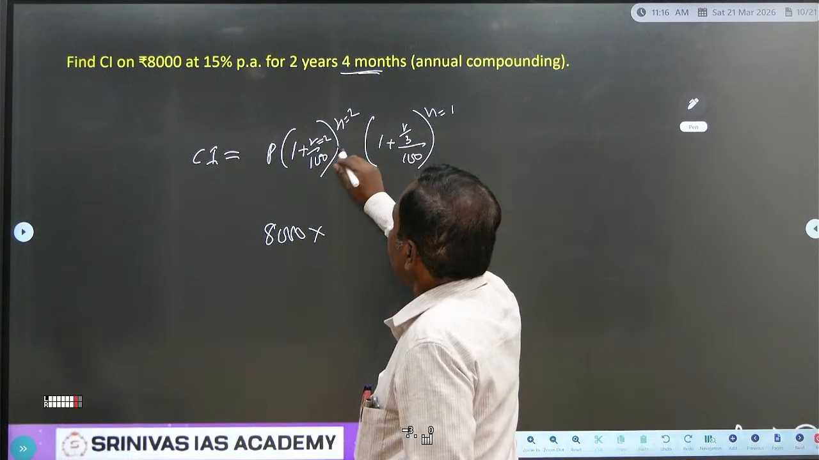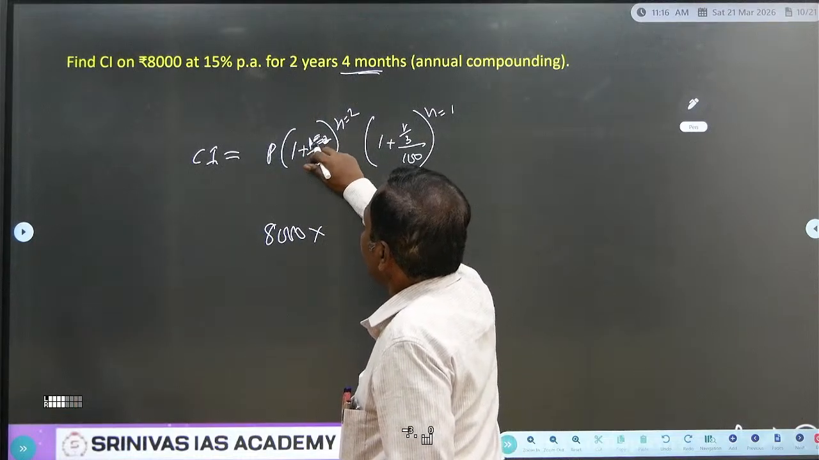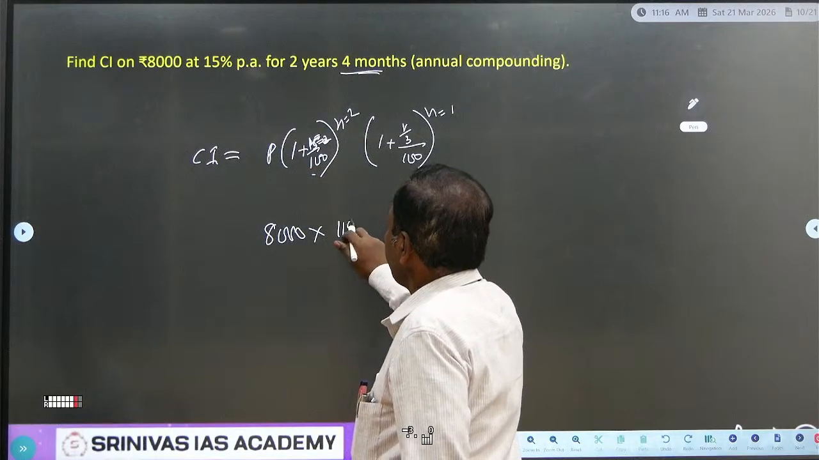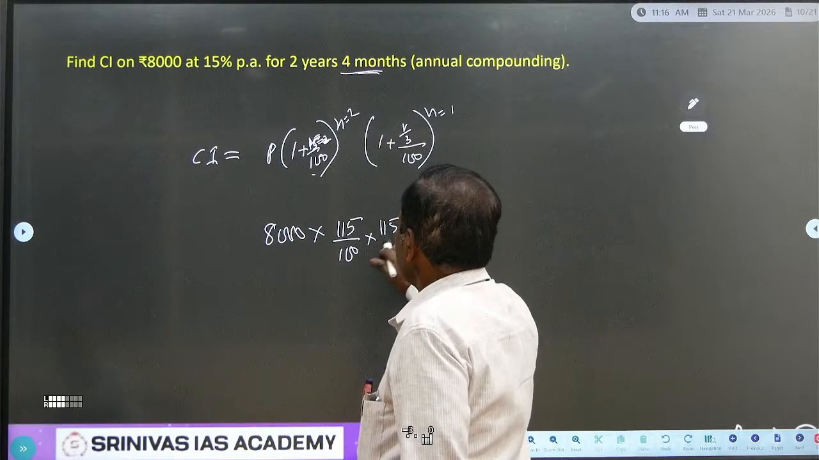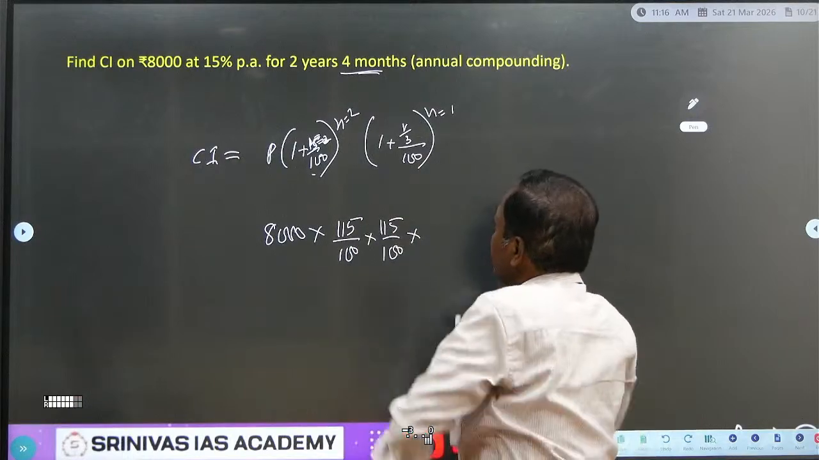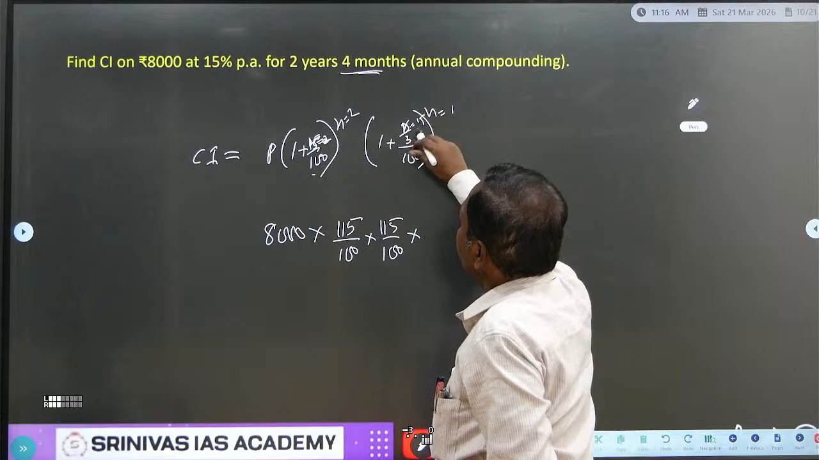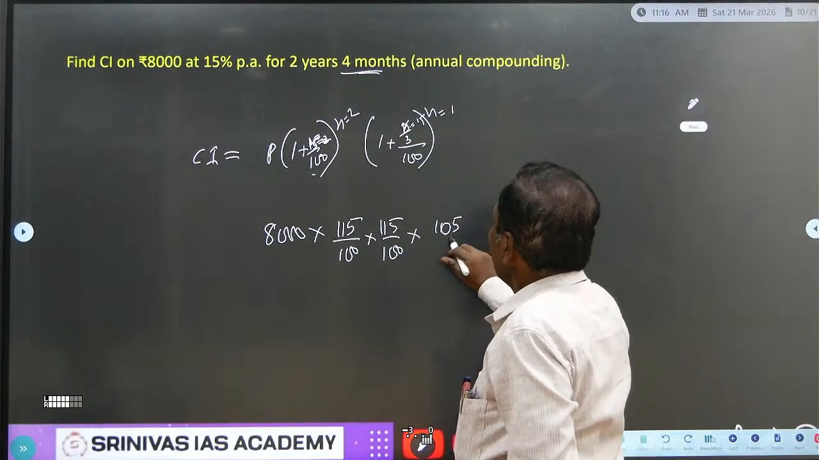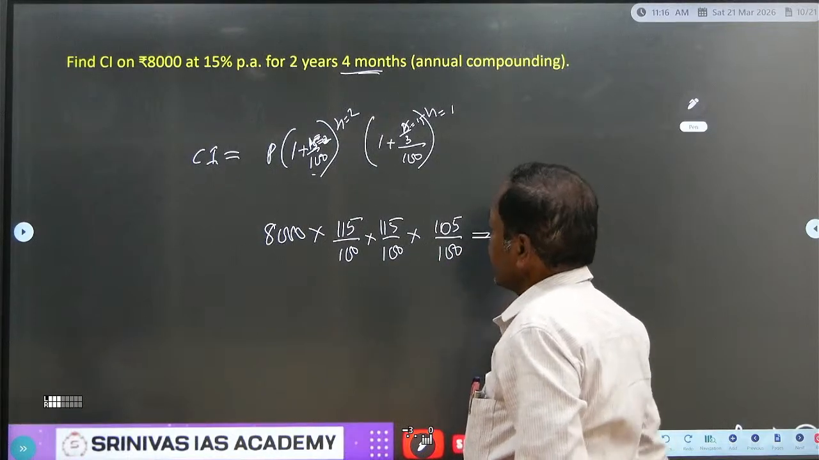R can be 15. Rate of interest is what? 15. Okay, 15%. This is the rate. 100 into 1, 100, 115. 115 by 100 for 2 years, into 115 by 100. And next, this one let us take. R by 15 by 105, by rate is what? 15 by 3 is 5. It means 1 by 5, 105 by 100. 105 by 100.